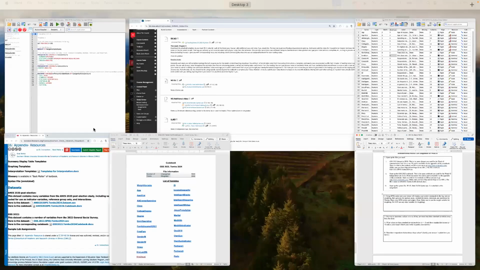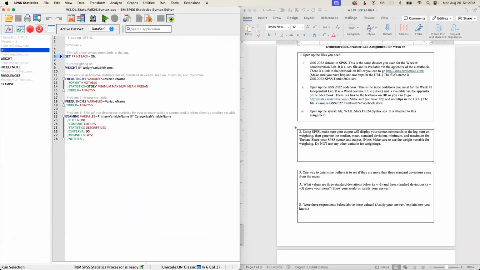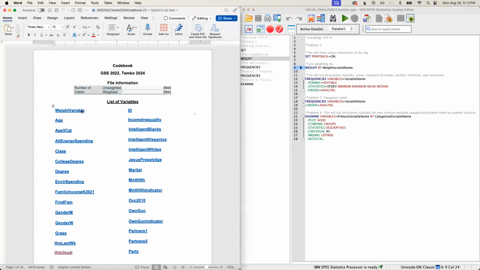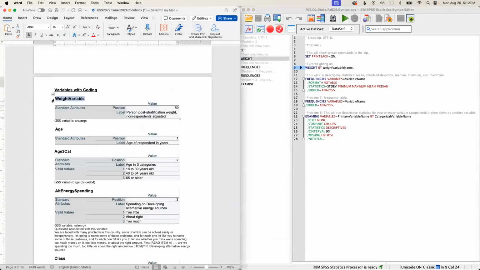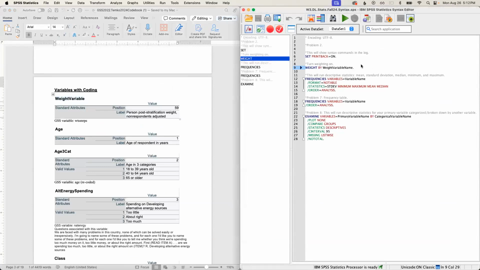Okay, so I'm going to make sure my syntax commands show in the log. So I'm just clicking play on this line. I'm going to weight by my weight variable. I need to use the weight variable, not a different variable. The name of the weight variable here is just weight variable. So I'm replacing weight variable name with the name of it. Clicking play. And then here, this is going to run these statistics for me, and I'm doing the theism variable and clicking play.